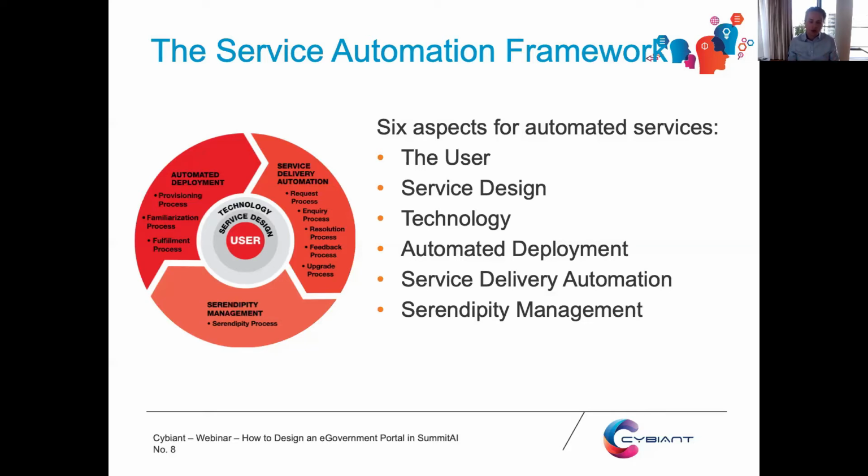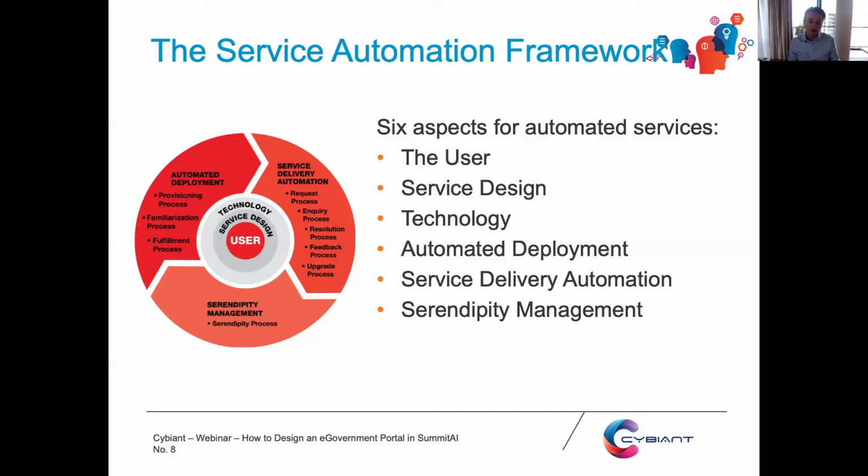Besides that, you will also need a number of processes, and that focuses on the delivery of automated services. It's not just good enough to make an automated service once, you need to be able to support that. And in order to do that, there are three main process clusters. Automated deployment deals with everything that the user experiences the first time that they consume a service. But then you also need to support it while people are using the service. They might get into problems or they might not have the information that they need. And that's why we have service delivery automation. This is the day-to-day support that is provided by organizations that are delivering services.